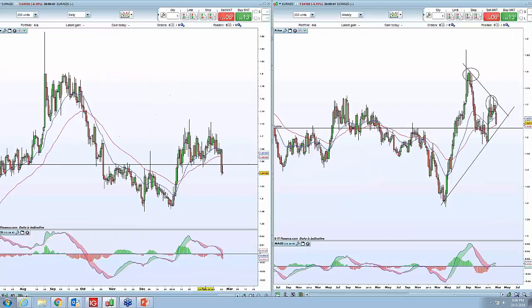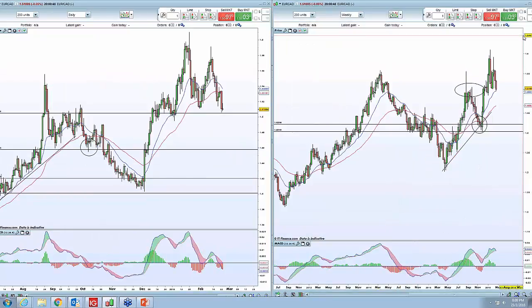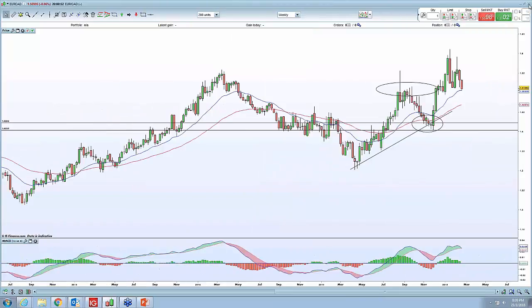Okay, Euro CAD. Looking at Euro CAD, is the uptrend still intact?